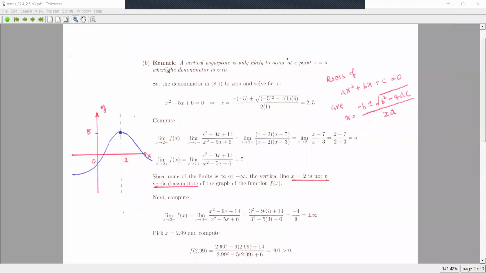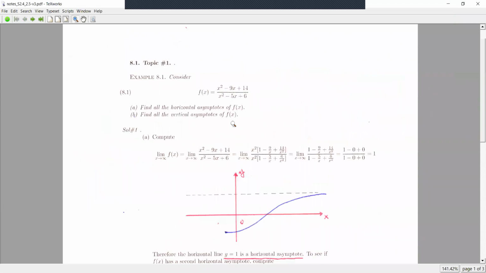Because of this remark, we set the denominator of the function to 0. The function is this. Set the denominator to 0.